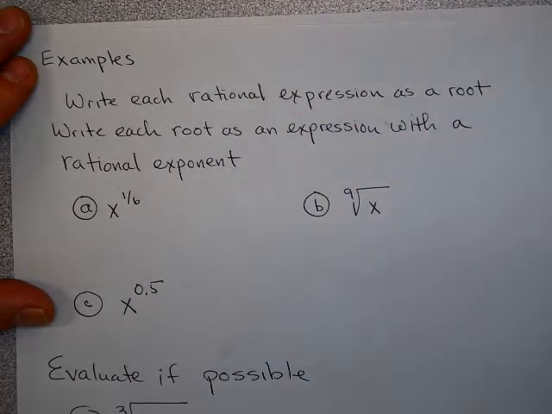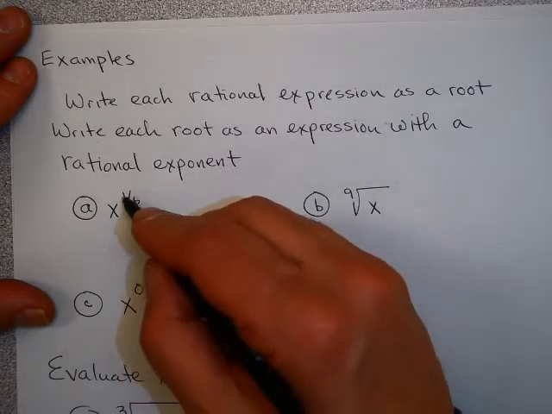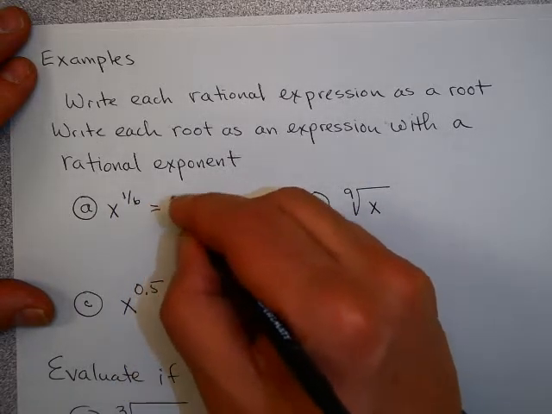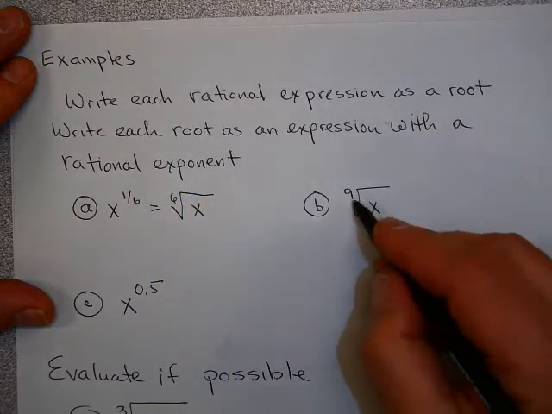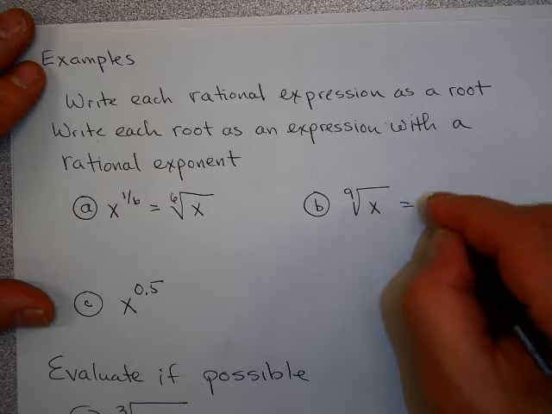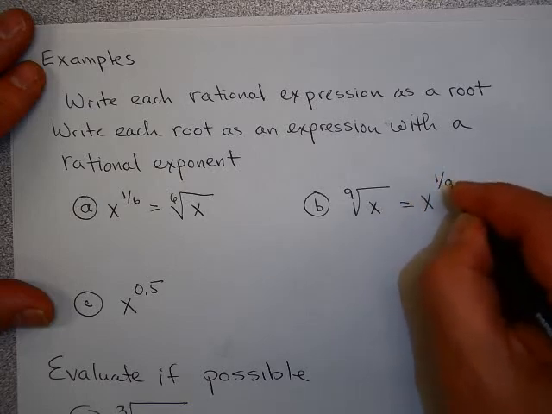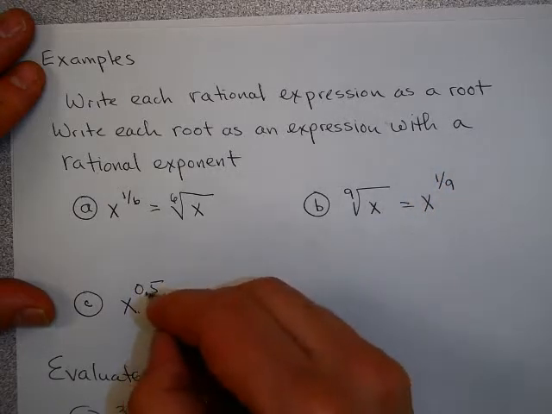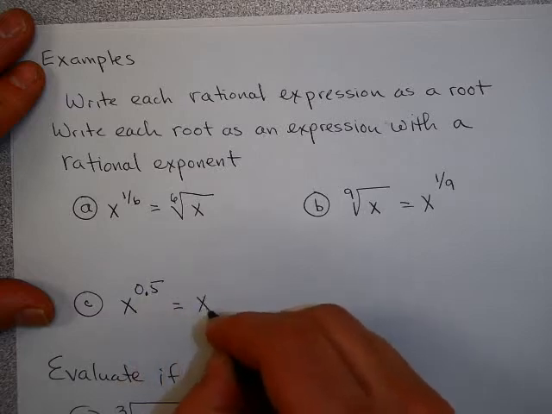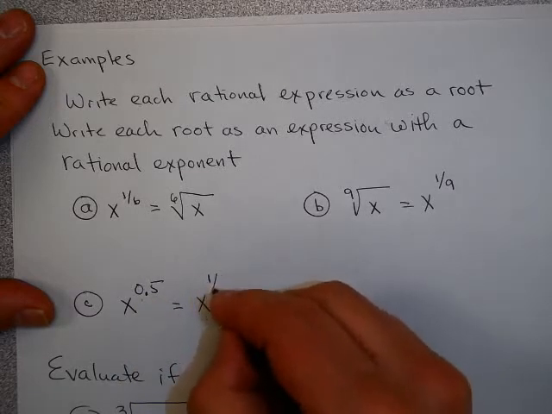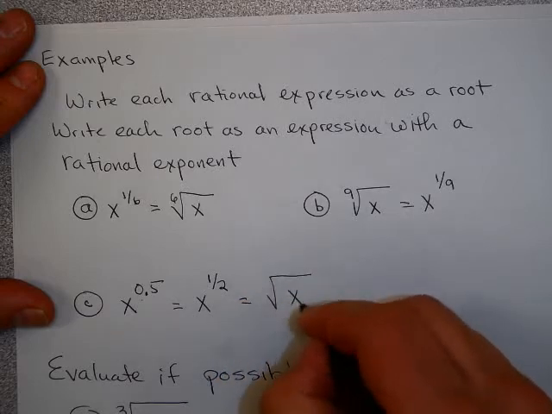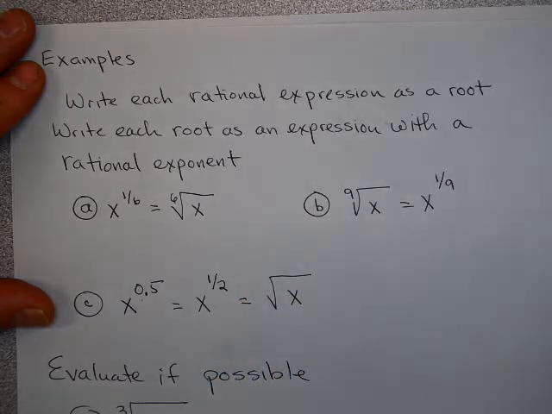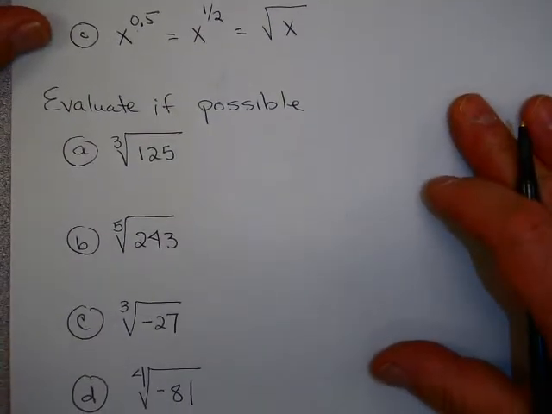So here, just getting practice with this definition, x to the 1 over 6 is the 6th root of x. And the 9th root of x is x to the 1 over 9. And x to the 0.5, don't let that 0.5 confuse you. 0.5 written as a fraction is 1/2. So that's the square root of x. We can use this if we want to help us evaluate some numeric problems.